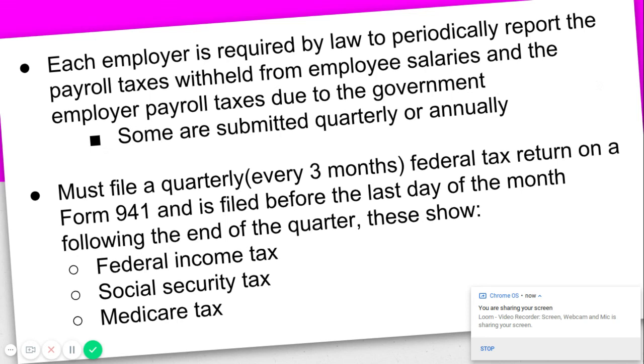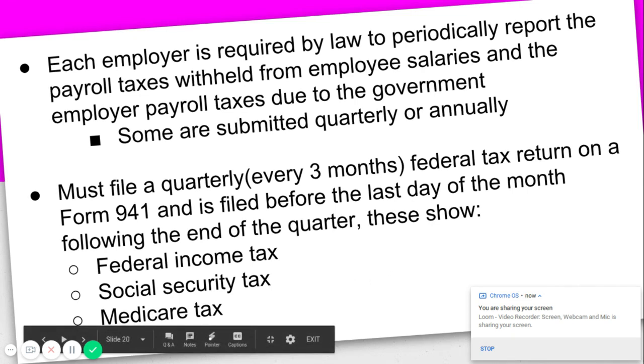Each employer is required by law to periodically report the payroll taxes withheld from employee salaries and the employer payroll taxes due to the government. Some are submitted quarterly or annually. We'll be talking about quarterly. A quarterly is every 3 months for federal taxes returned, and you as the business owner will be filing a Form 941 to show your quarterly taxes on there. And this must be filed before the last day of the month of the end of the quarter. This will show the federal income tax, Social Security tax, and Medicare tax.